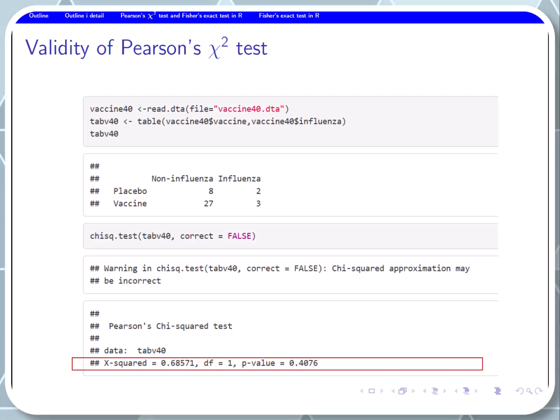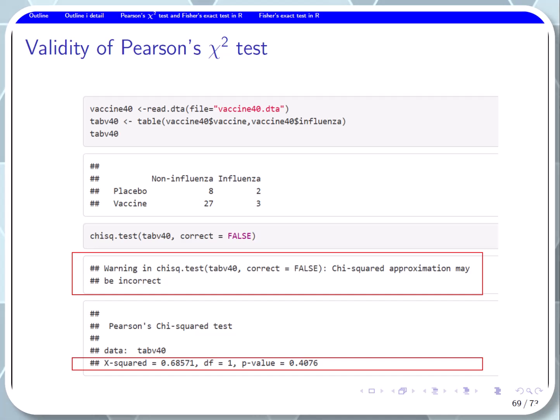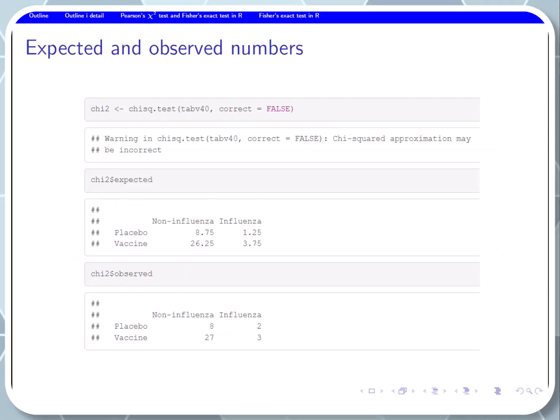Chi-square value is 0.68571, degree of freedom is 1, and the p-value is 0.4076. If we pay attention to the first box, there is a warning message: chi-square approximation may be incorrect. Let's find out why. The first line in the first box assigns the Pearson's chi-square test the name CHI2.